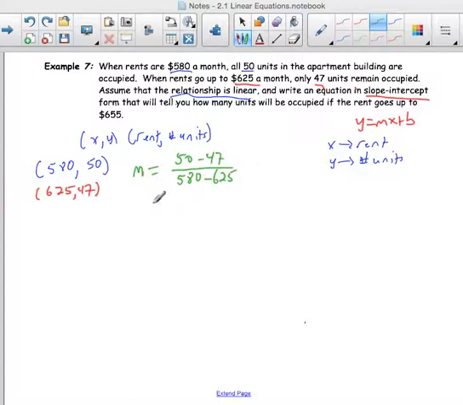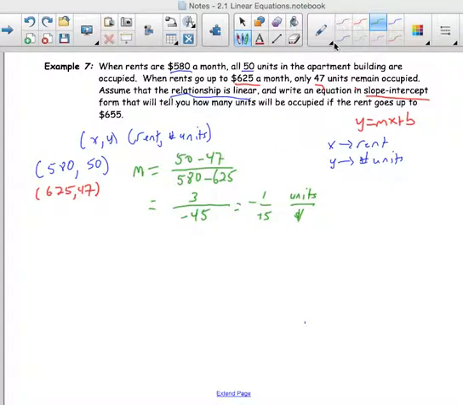As long as we take the points consistently in the numerator and denominator, we're fine. 50 minus 47 is 3. 580 minus 625 is negative 45. If we simplify that by dividing out a 3 from the numerator and the denominator, we get negative 1/15. That's our slope, and our units for this slope are going to be units per dollar, I guess.